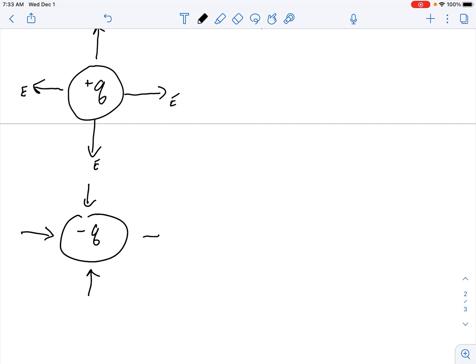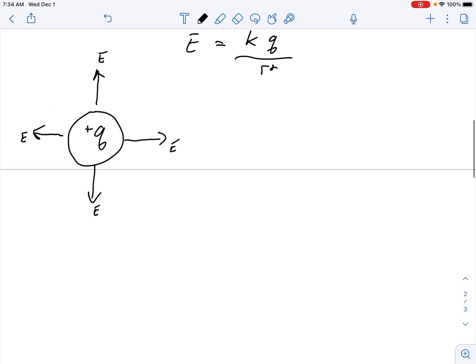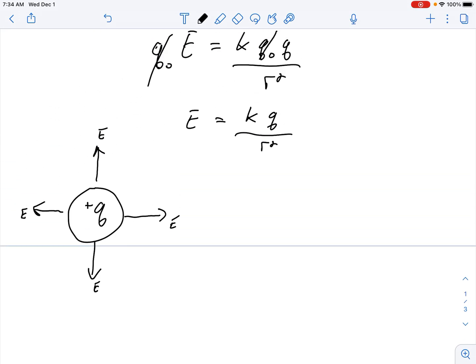So if a negative charge creates an electric field, the electric field is in the direction towards the charge. For a positive charge, the electric field is away. It's a good thing to remember. Alright, so we have our charge creating an electric field everywhere.